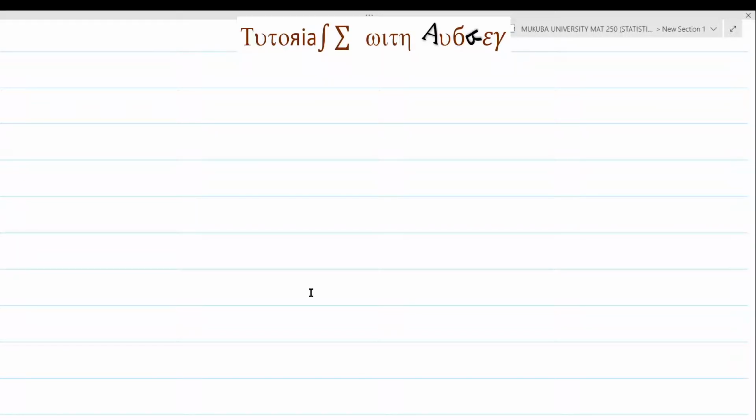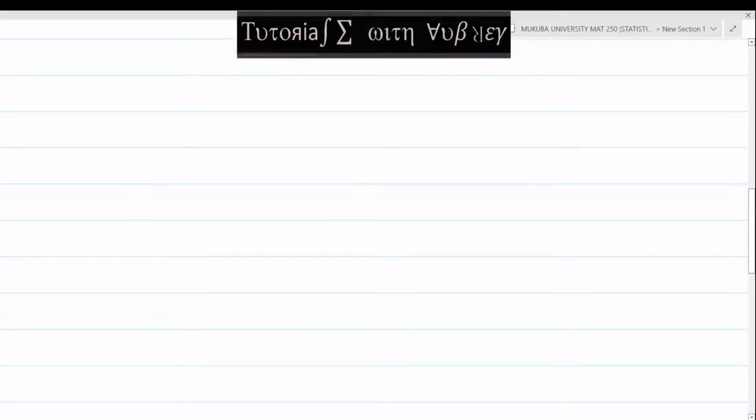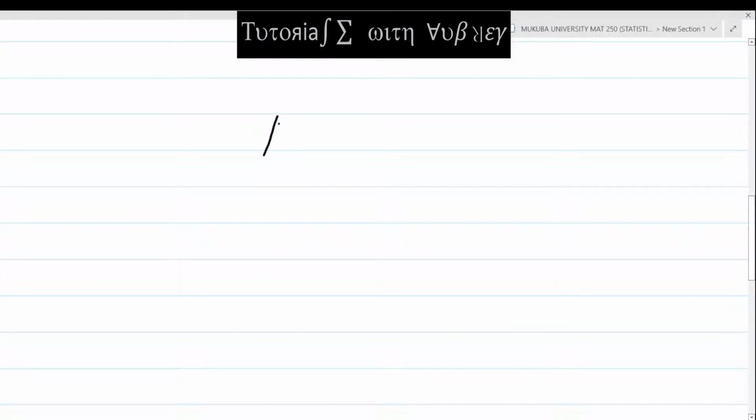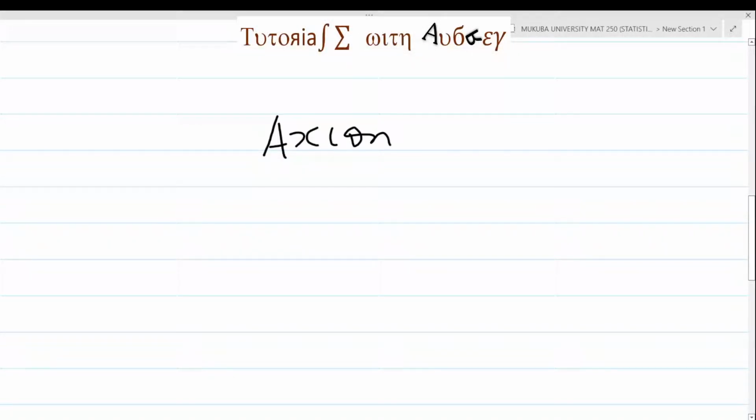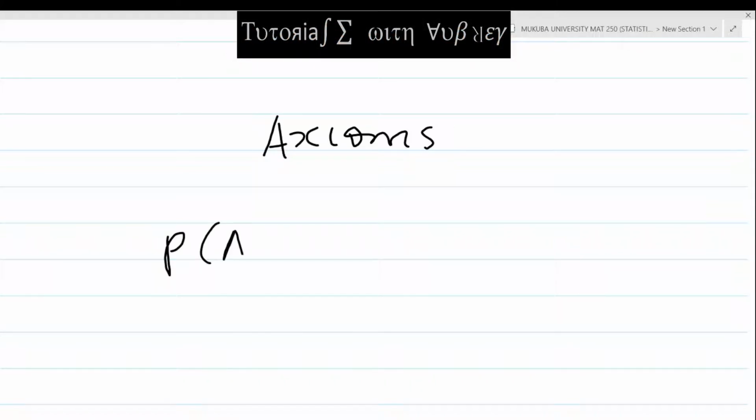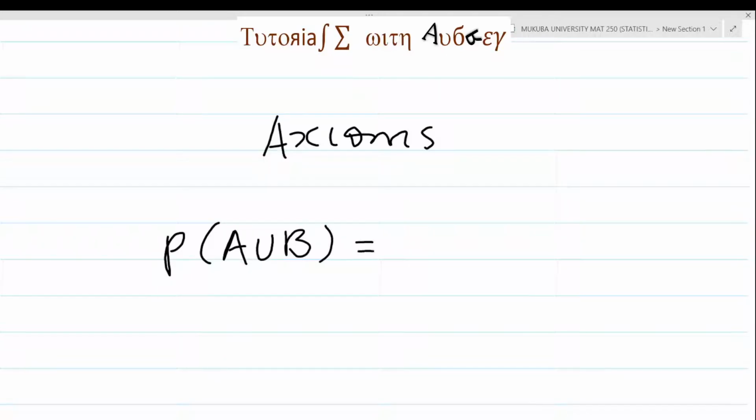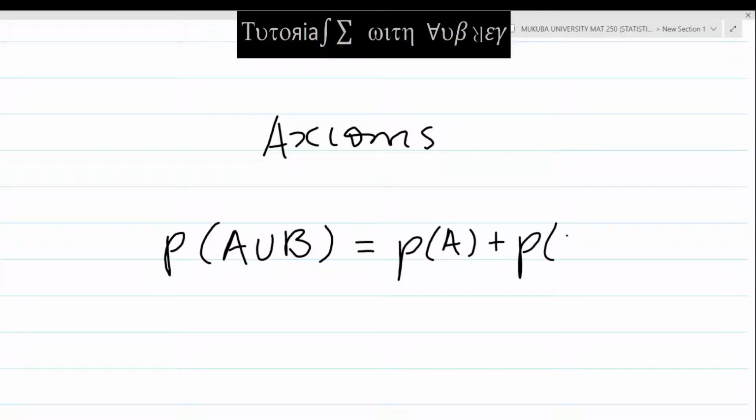The other thing is we need to know the basic axioms of probability. Axioms are facts. When you have two events A and B, the probability of either of the events happening is equal to the probability of event A happening plus the probability of event B happening minus the probability of A and B.